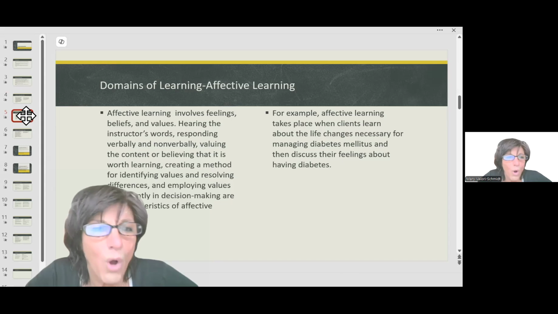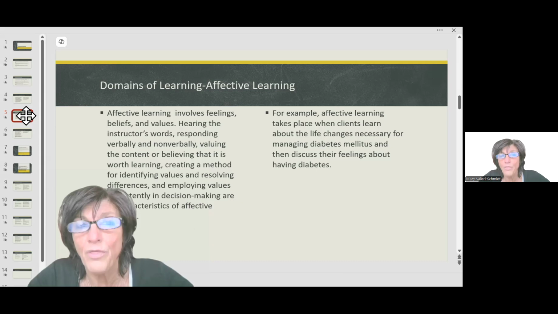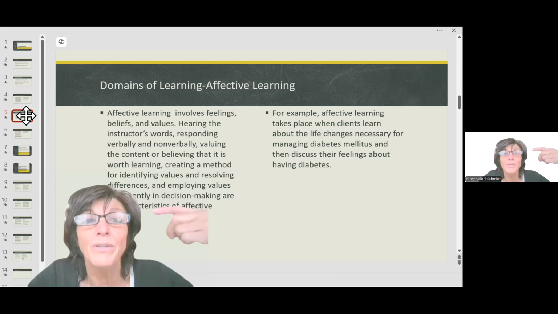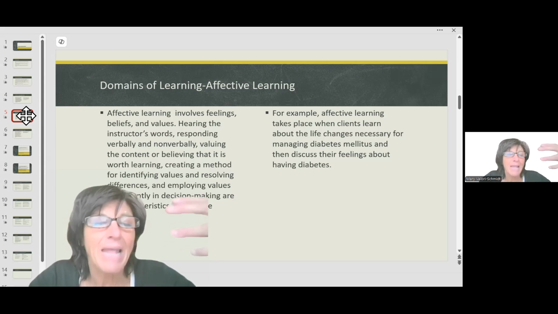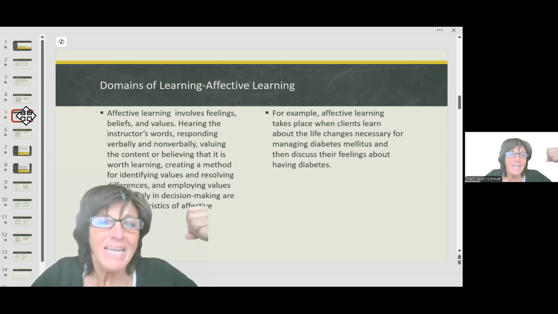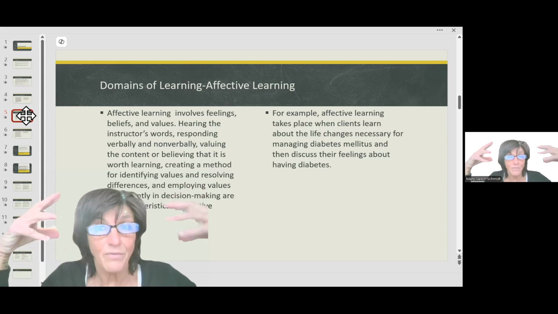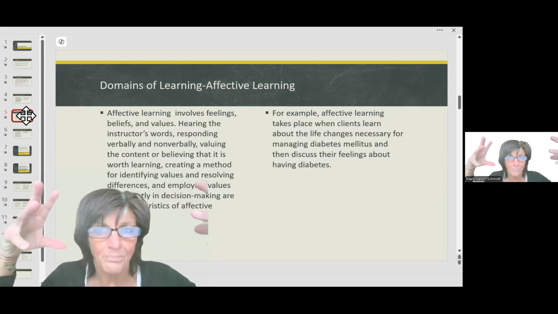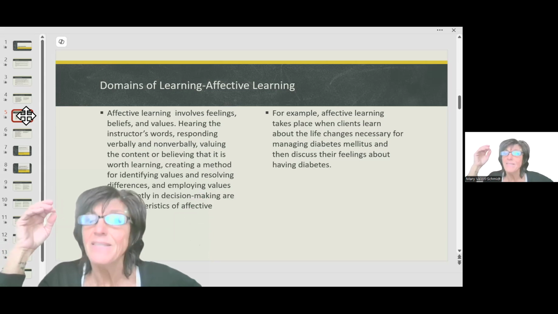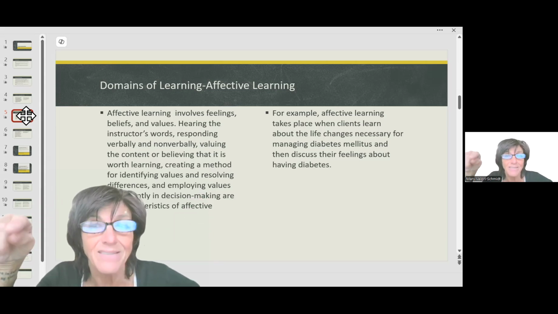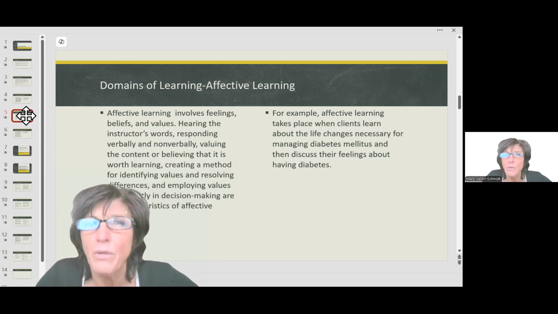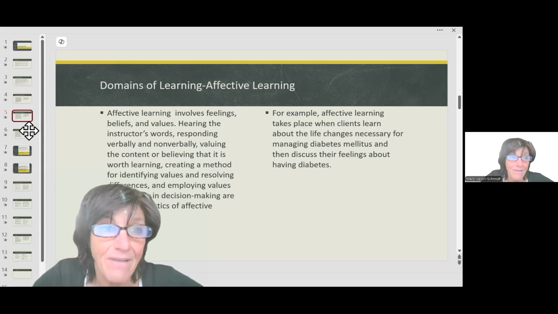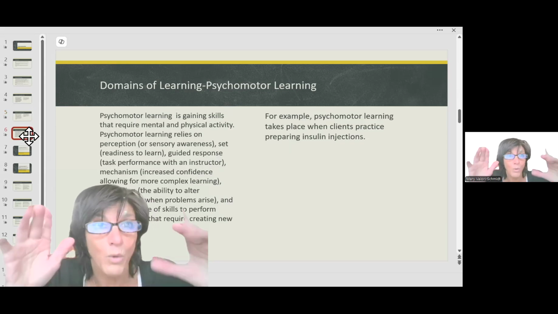Affective is about feelings and beliefs and those kinds of things. So when you hear someone talking, responding verbally, non-verbally, valuing what the person is teaching you, or believing that it's worth learning, right? These are all things, and values that you have that are consistent in decision making are characteristics of affective learning. So here's an example. Affective learning takes place when clients learn about life changes necessary for managing their diabetes and then talk about their feelings. How do they feel about having diabetes? So that's affective.